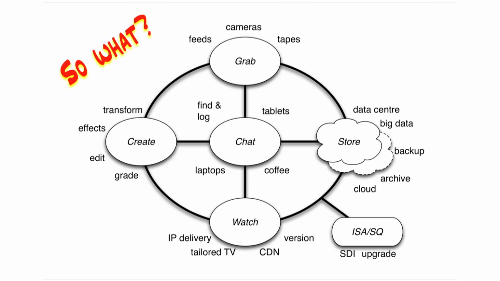The Internet of Frames enables a change in the way that we will watch our content through IP delivery, creating thousands of versions for different territories, even millions of versions tailored to each individual, and we can distribute the content using today's CDN technology. At the same time, we can bring the existing world, the SDI world, the ISA SQ technology into the Internet of Frames. It's compatible. So let's go through each of these areas in turn.